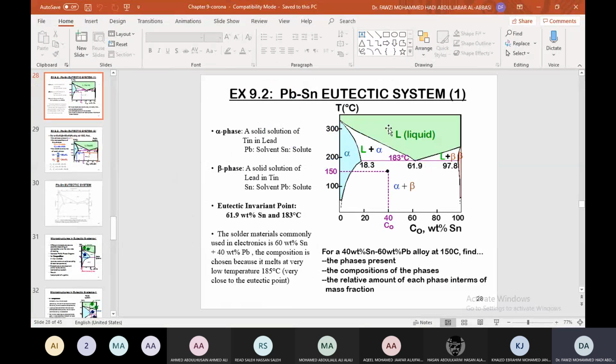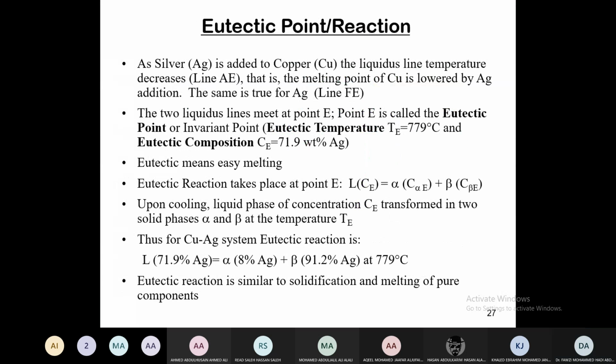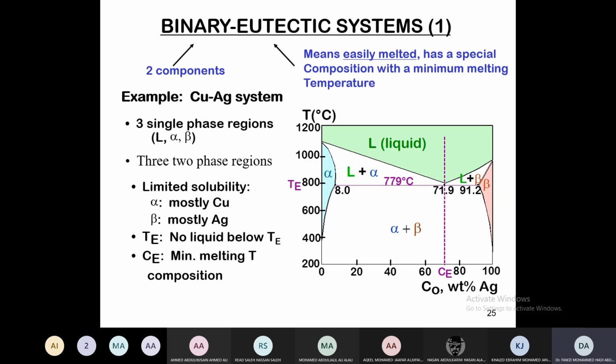All right. Last time, what did we do? We talked about the binary eutectic system. The system we talked about last time was the copper-silver system. The components of the system were copper and silver.